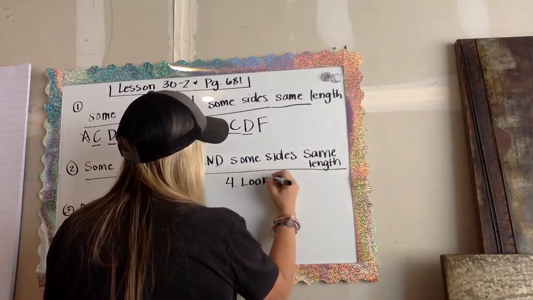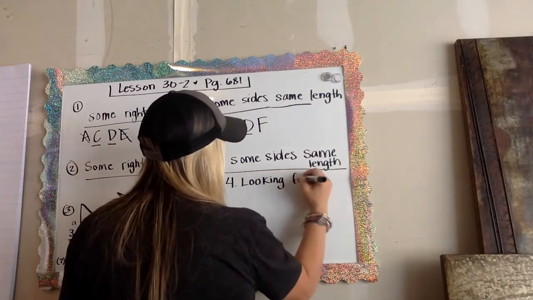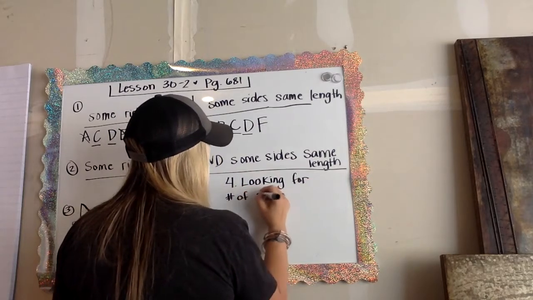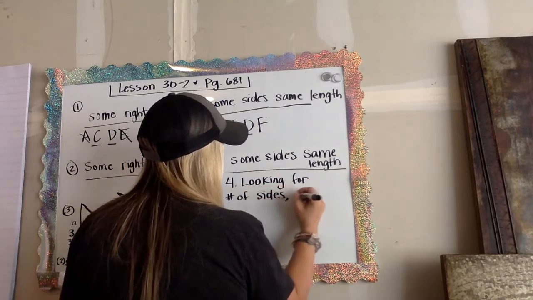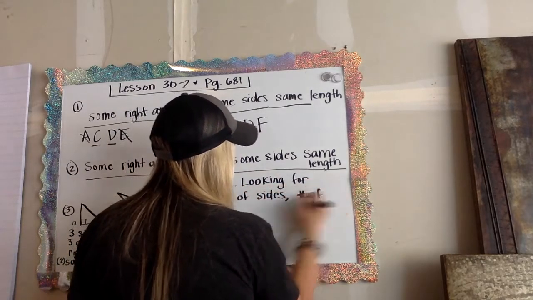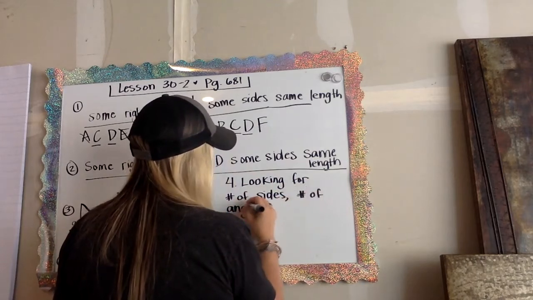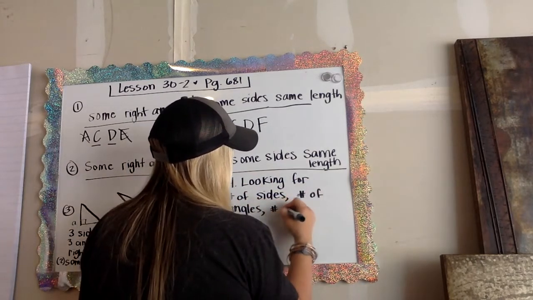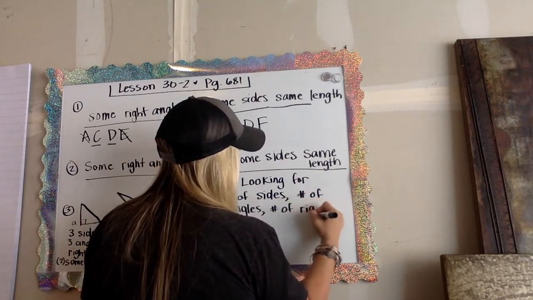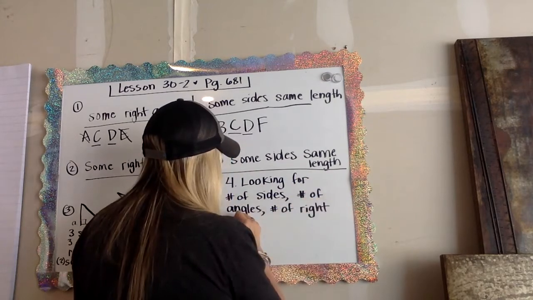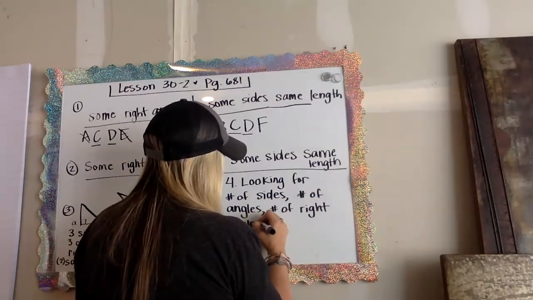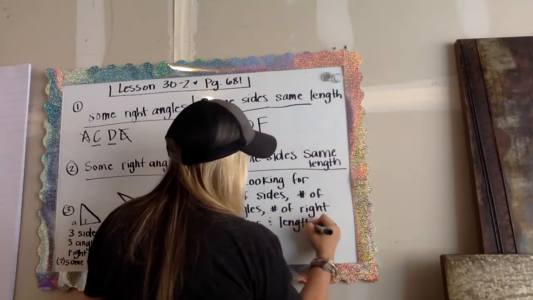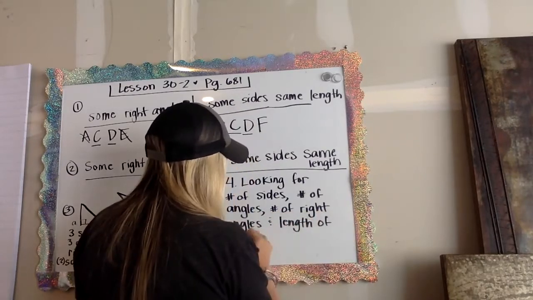So you should know that you're looking for the number of sides, number of angles, number of right angles, and the length of the sides.